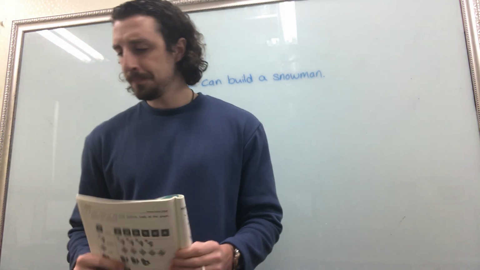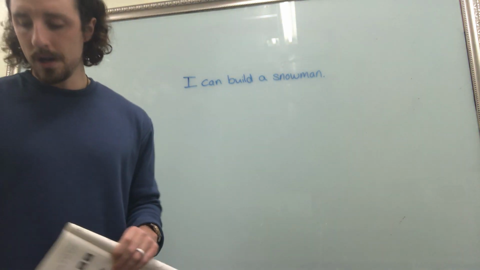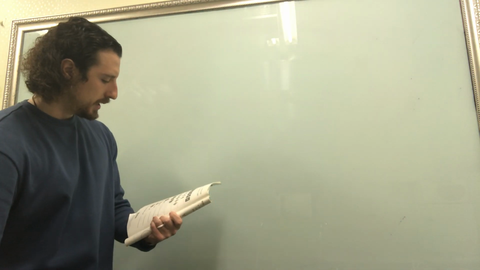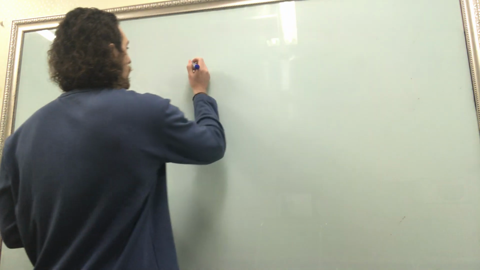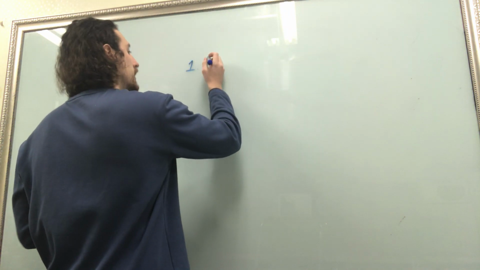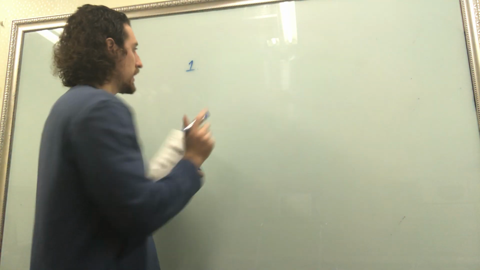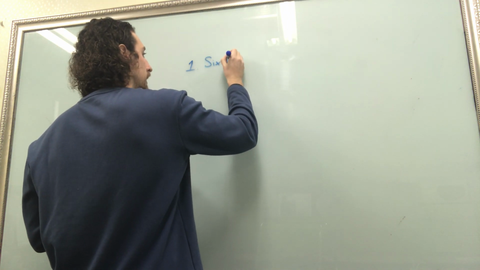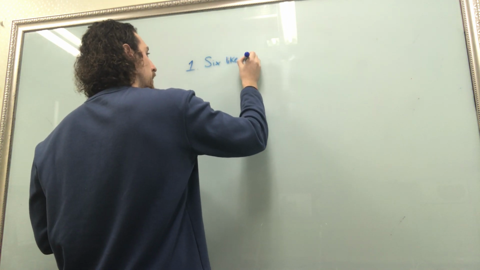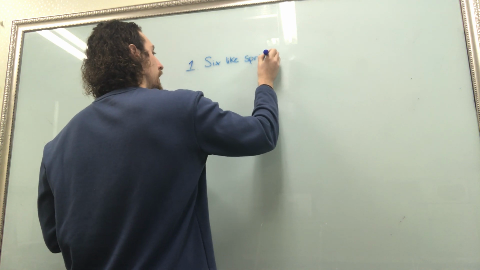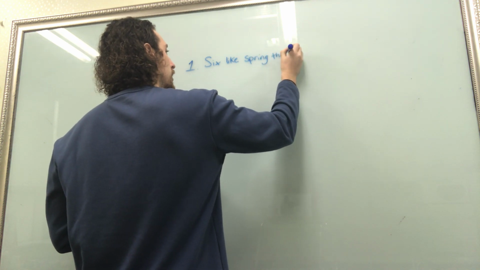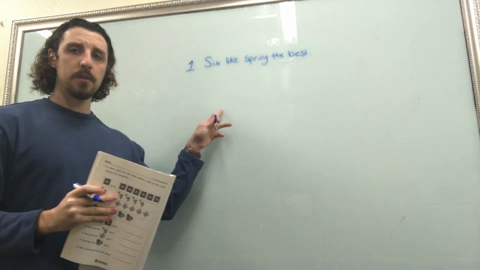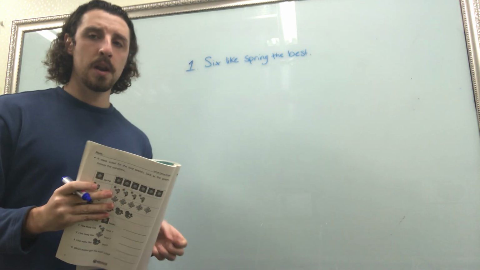So for number 1, let's say, how many like spring the best? So we can say number 1, 1, 2, 3, 4, 5, 6. So we'll say 6 like spring the best. Okay? So make sure you got that. Okay, we're going to go on to the next one.